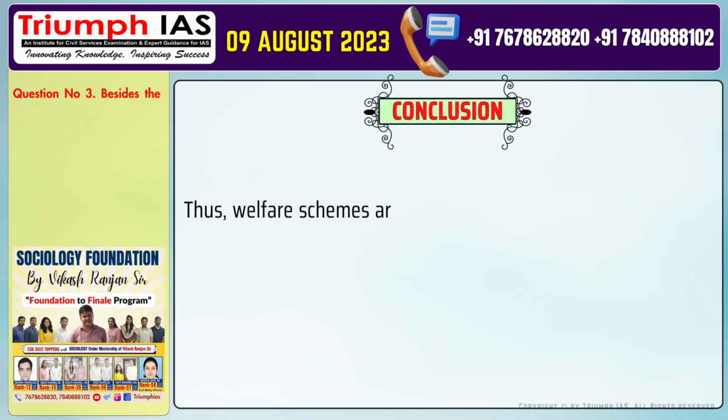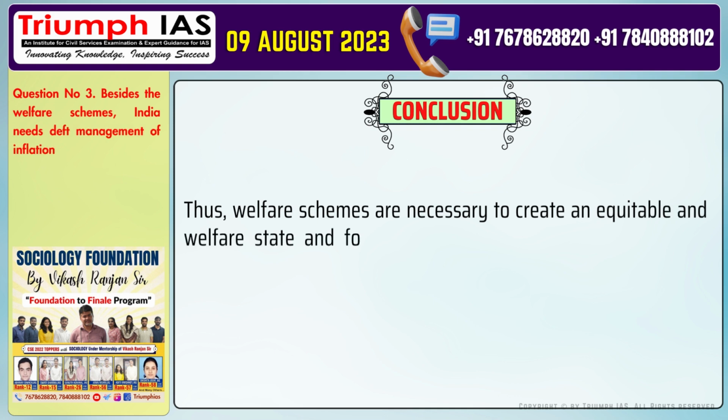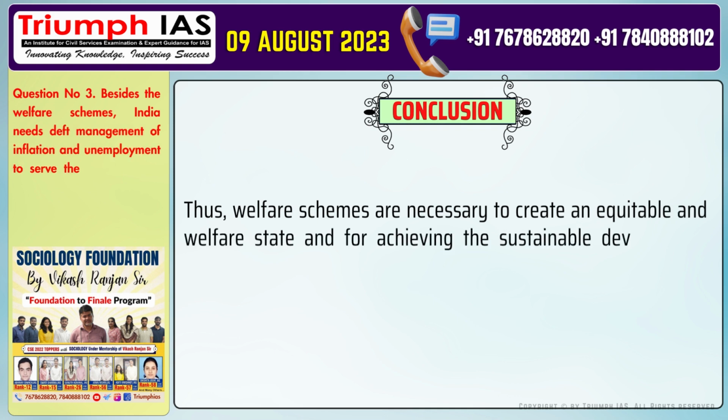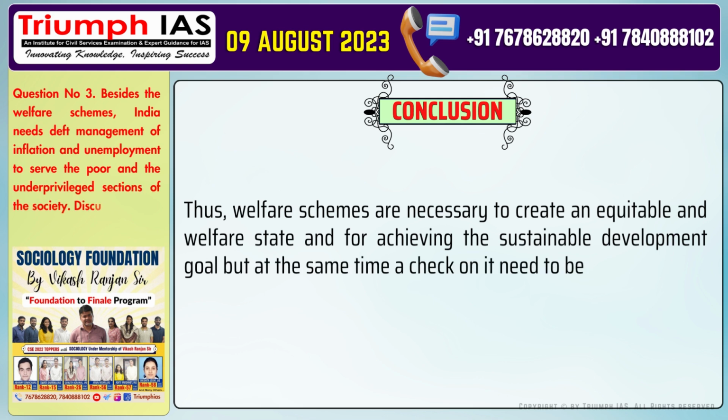Conclusion of the answer is: thus, welfare schemes are necessary to create an equitable and welfare state and for achieving the sustainable development goals, but at the same time a check on it needs to be there.